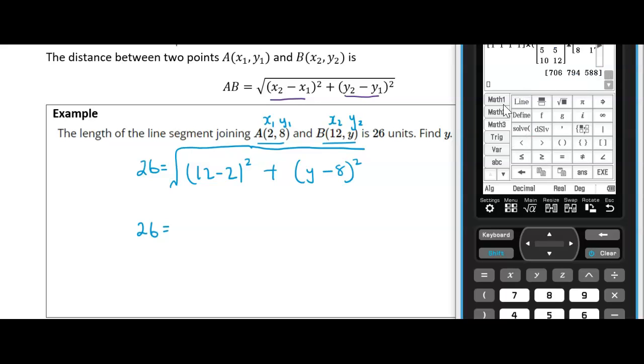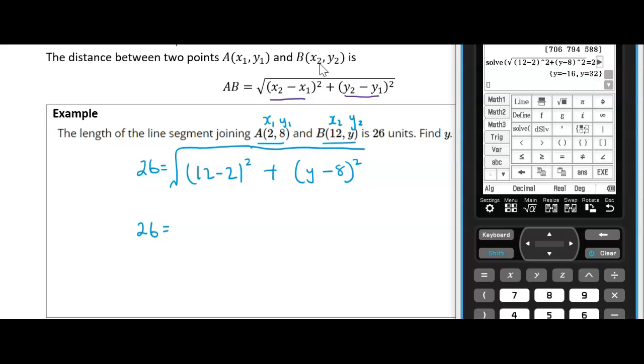Solve. So we've got square root, 12 minus 2 squared plus y minus 8 squared, and then we're solving for y, so comma y, and I always forget the equals, so that is equal to 26. It will tell me if I didn't get it.